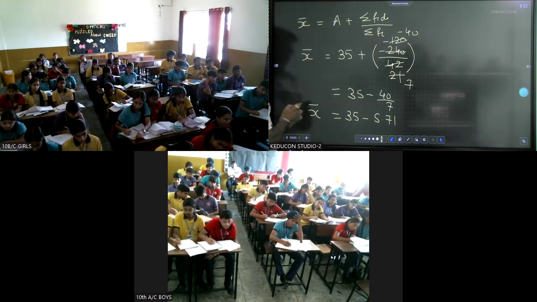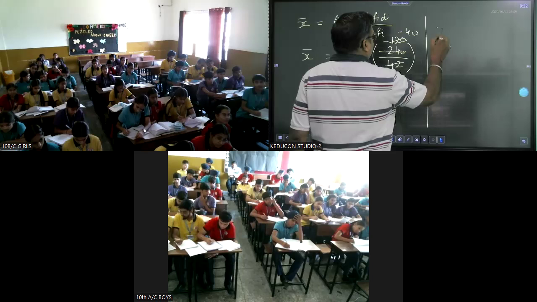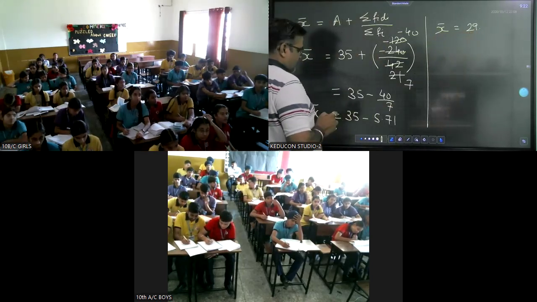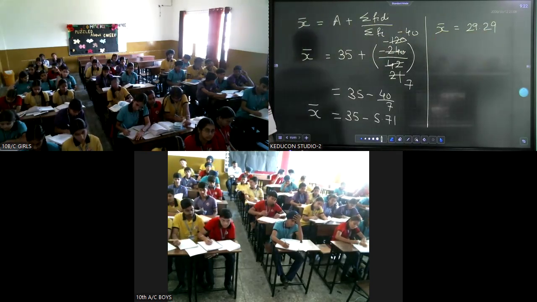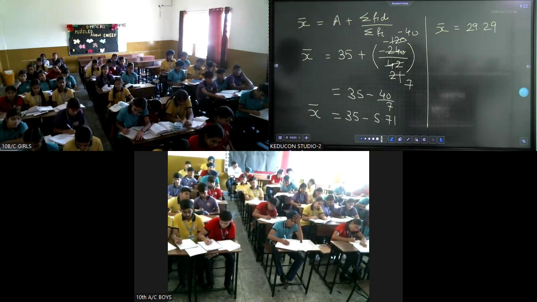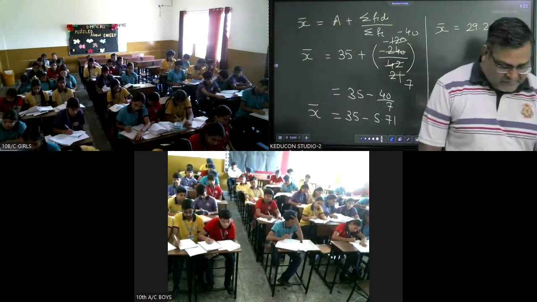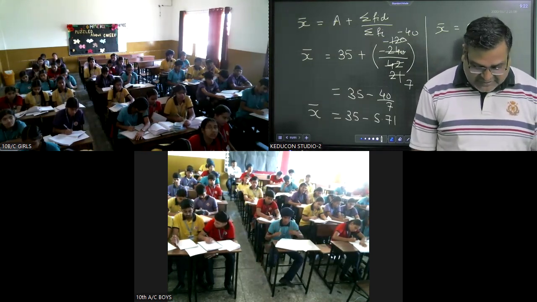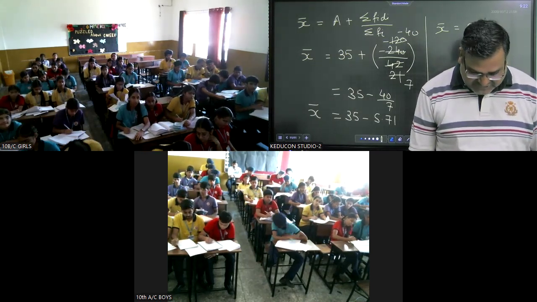Is it clear, students? Yes. So now what will be the value of mean? 29.21. 29.29. Is this clear? Any doubt, children? Have you understood this method? Yes. Will you do a question on this? Yes. Let me check.